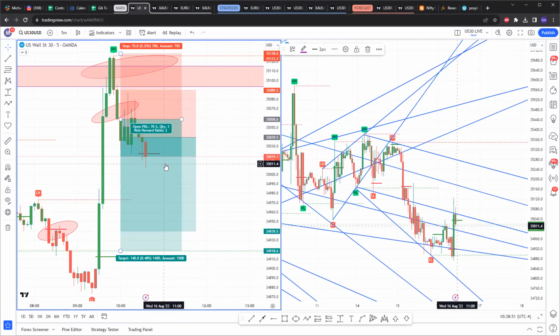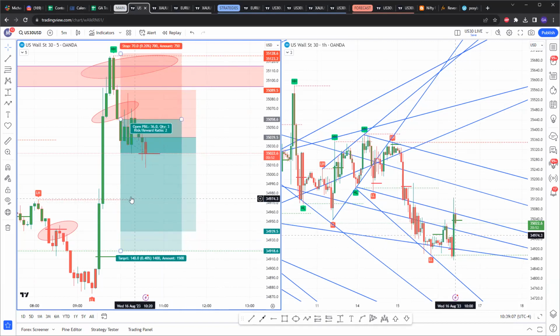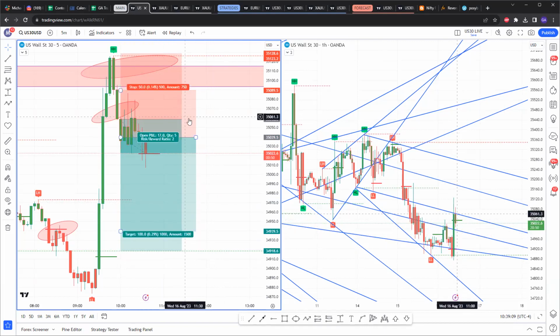All right, perfect. So for me, I am still, how many pips am I in profit? I entered 35,048. So I'm fluctuating between 20 and 30 pips.